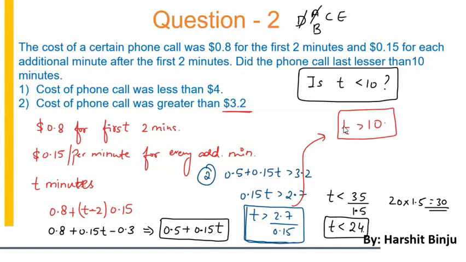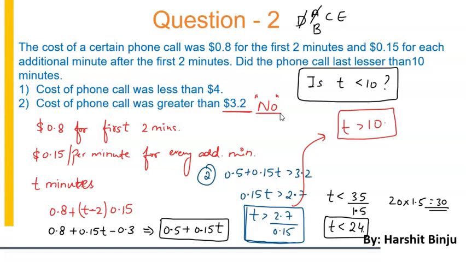So the question was, is t lesser than 10? That's the question which we are trying to answer. So the answer from the second statement is no, t is not greater than 10. Sorry, my bad. No, t is not lesser than 10. Okay. See, again, try to understand, in case of data sufficiency, you're not looking for an affirmative answer.